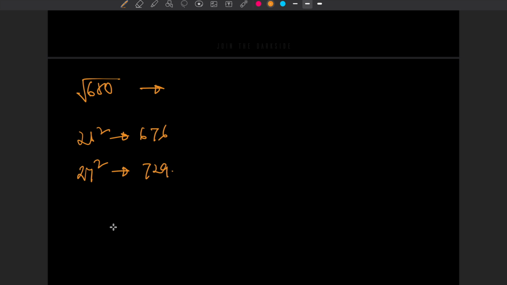So let's just take another example. We'll take another example here, 680. Let's do it for 680. 26 square is 676, and 27 square is 729. So 676 is closer to 680.